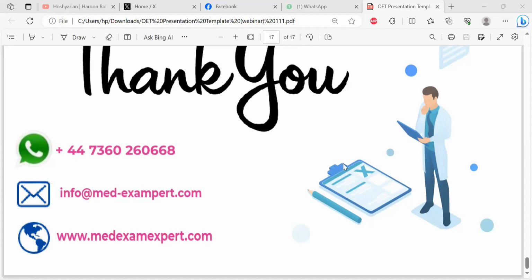How much time do I need for preparation for OET? Is 1 month enough, or 2? Okay, it really depends and varies from individual to individual. But on average, I think 1 month to 1.5 months is the appropriate time for OET preparation. So if you have this much time, you can easily prepare. Okay, thank you. You're welcome.